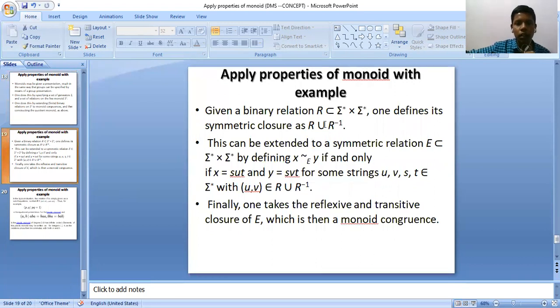Given a binary relation R, a subset of sigma star times sigma star, one defines its symmetric closure as R union R inverse. This can be extended to a symmetric relation E, a subset of sigma star times sigma star, by defining x E y if and only if x equals sut and y equals svt for some strings u, v, s, t belonging to sigma star, where u, v belongs to R union R inverse. Finally, one takes the reflexive transitive closure of E, which is then a monoid congruence.